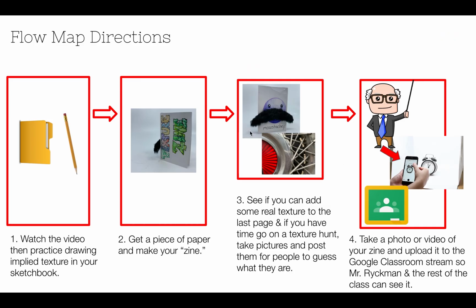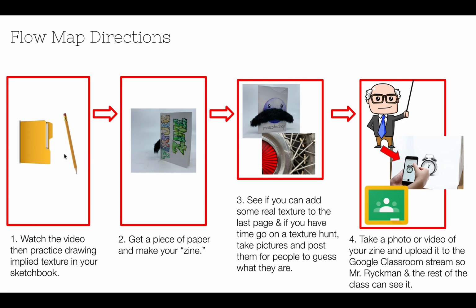Now, this is what your project is basically going to be. After you've kind of done a texture hunt in your house and taken pictures and posted it, what I would love is for you to just get a scrap piece of paper. Normally we do this in your sketchbooks, but get a scrap piece of paper and practice drawing the texture that you saw in the texture song video and in this video that's coming up next where I explain and show you what your art project is going to look like.